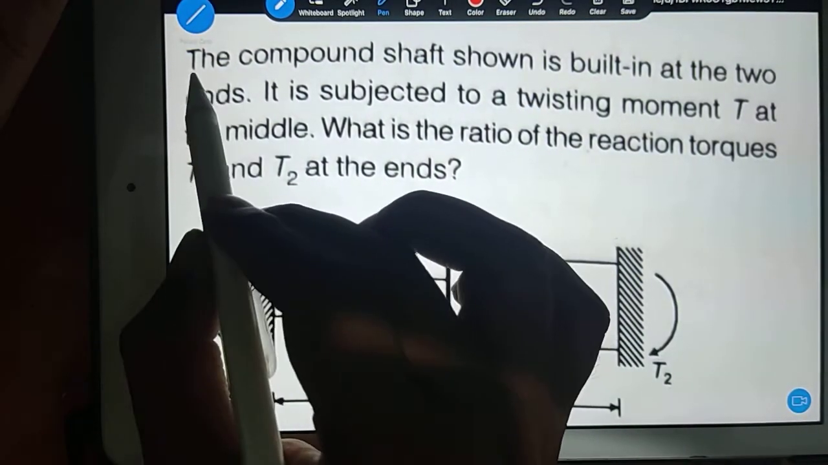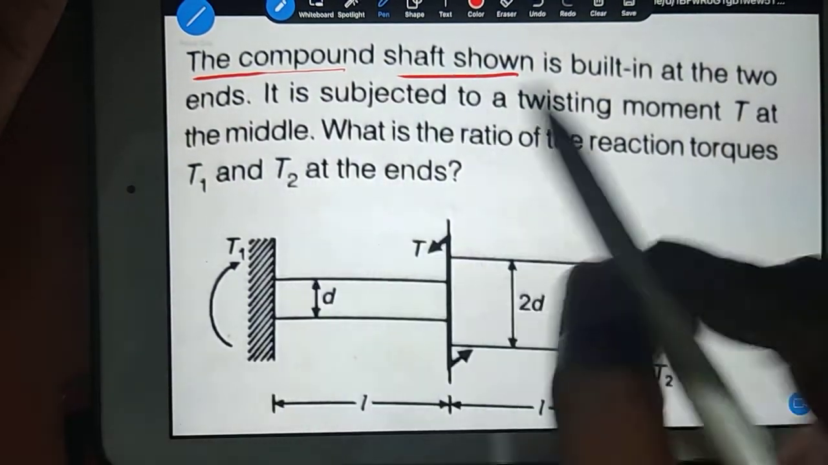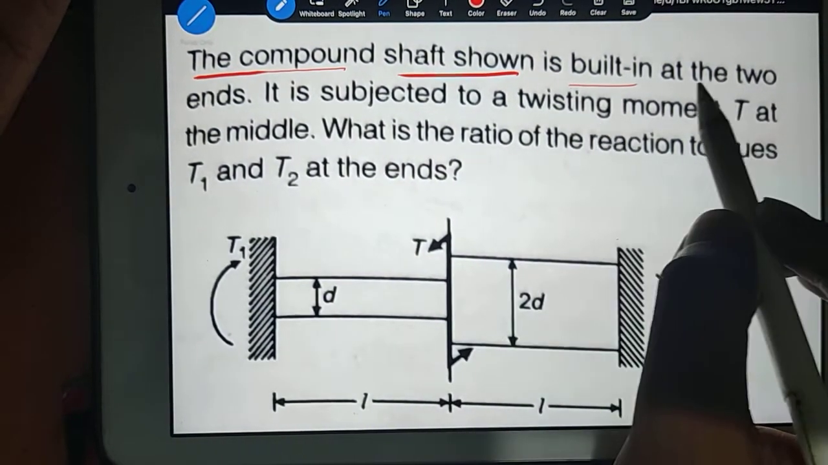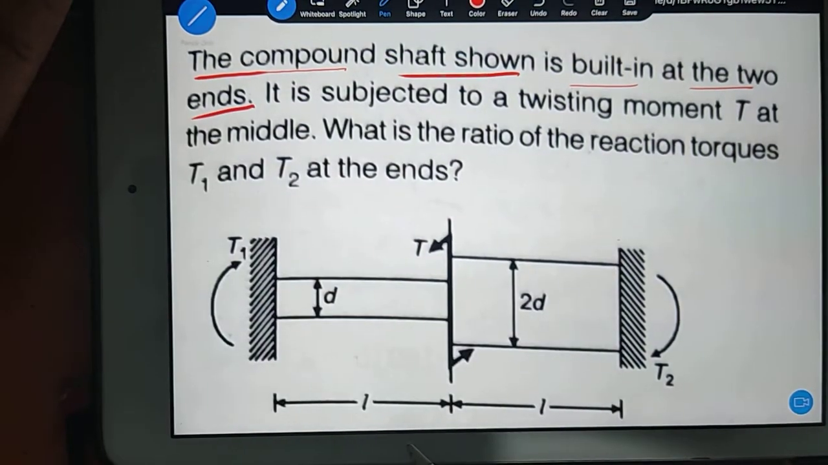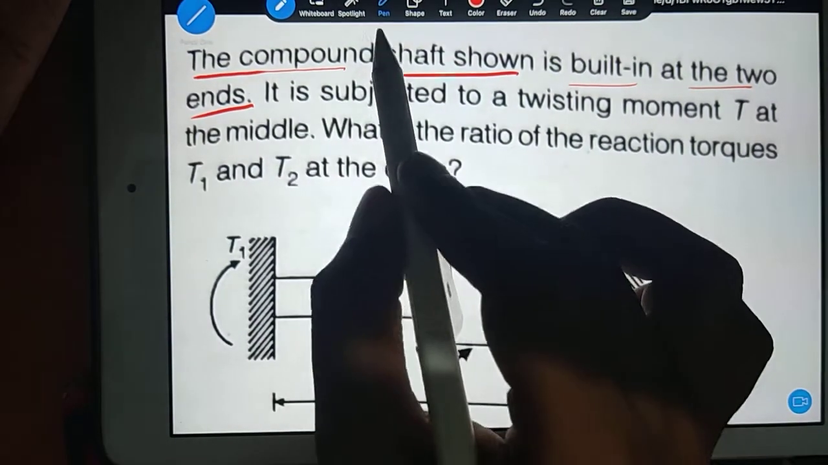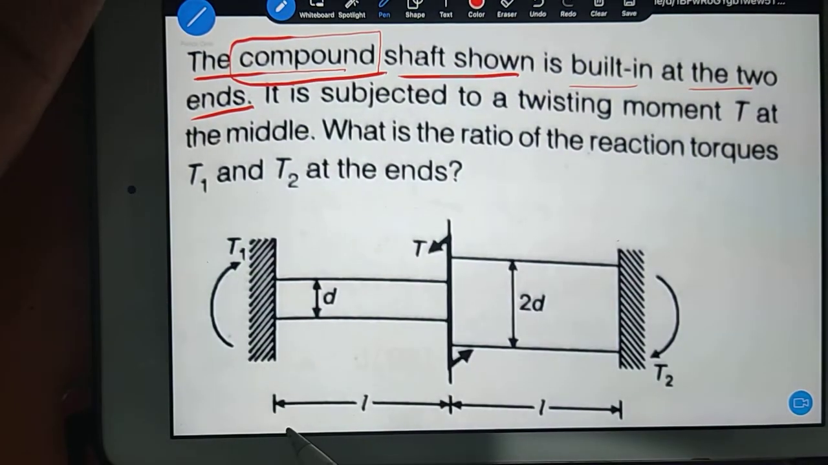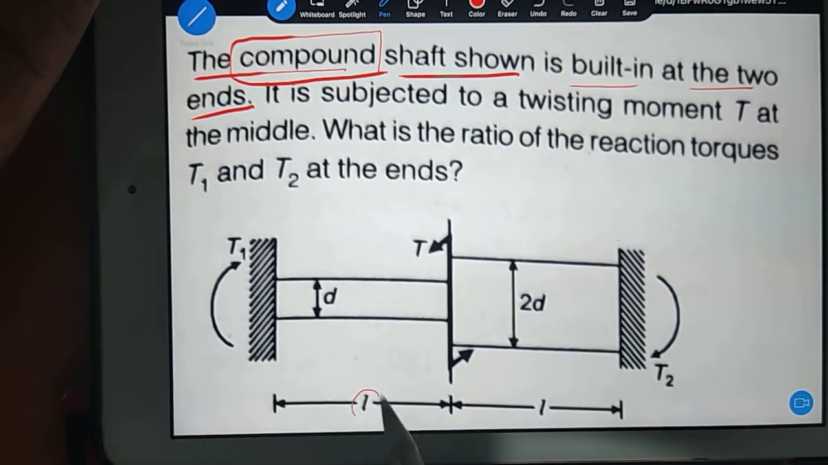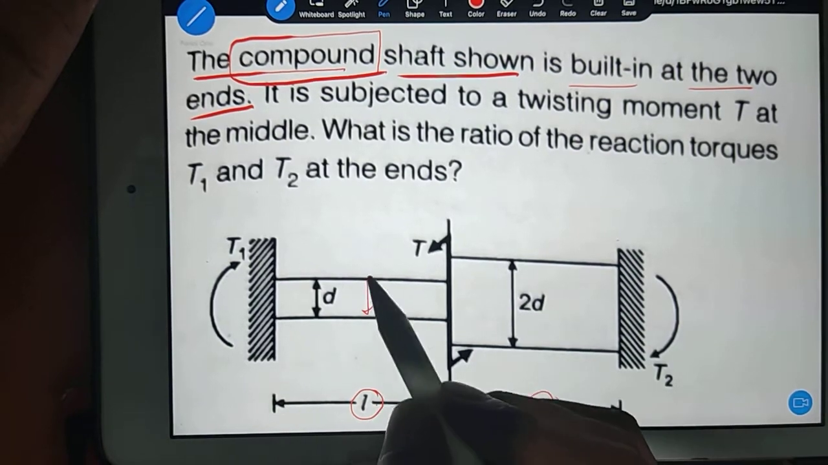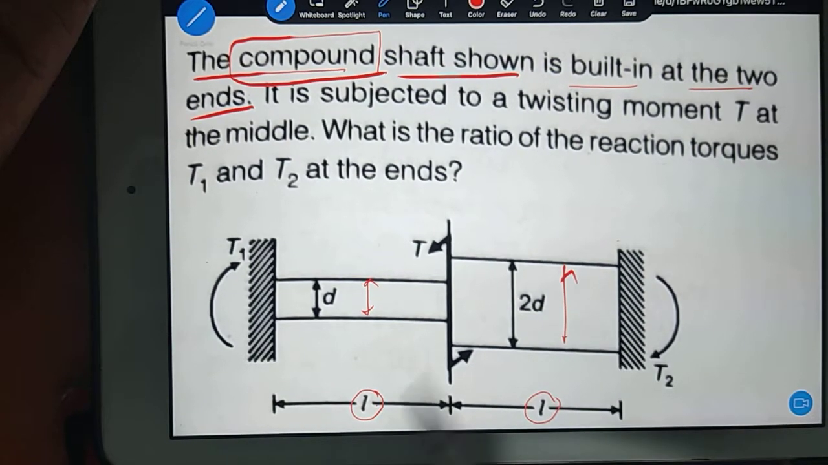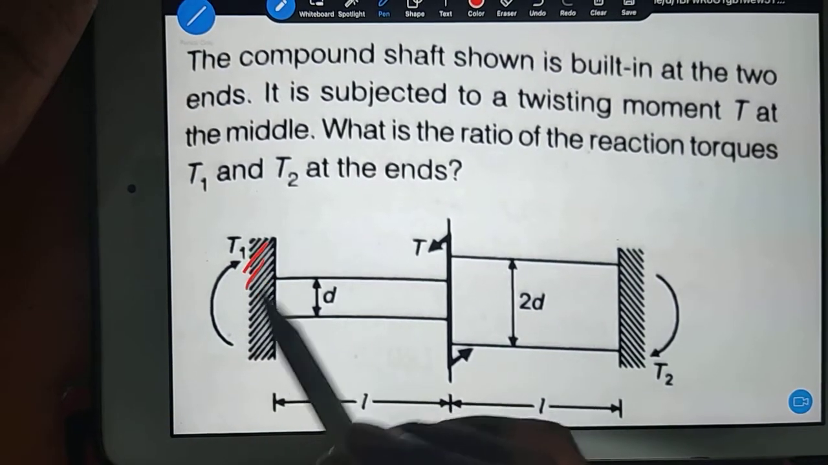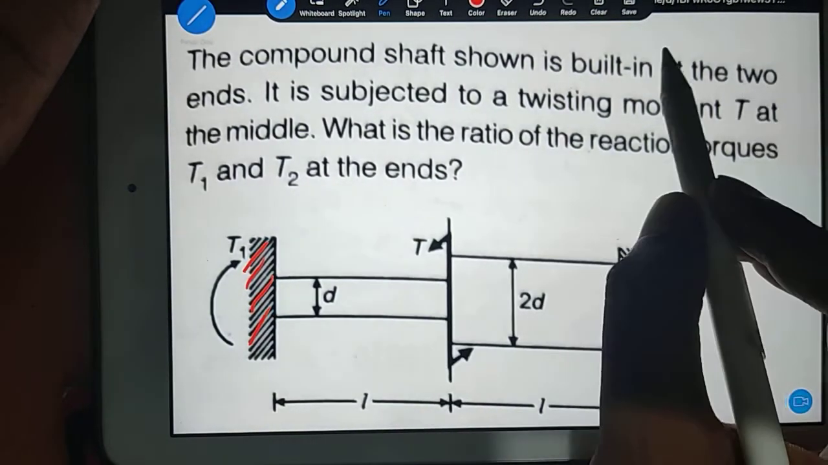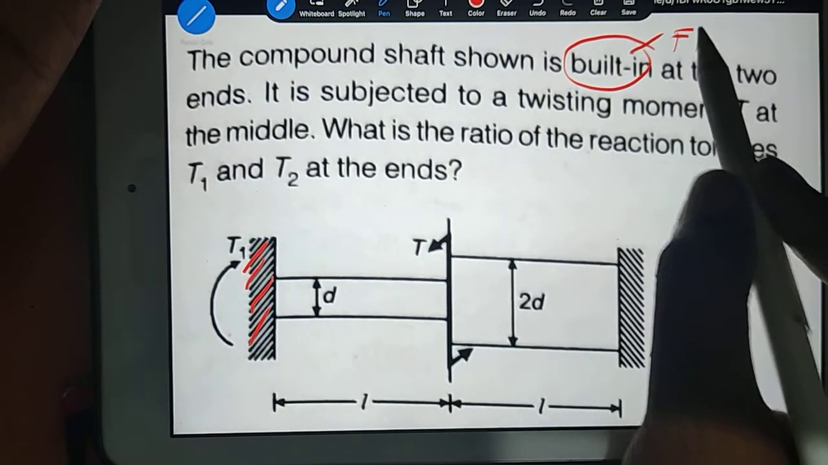Question is, the compound shaft is built in at the two ends. Now you see they are saying compound shaft. So compound shaft means you can see in the diagram, here you have length L and here you have length L. This diameter is D, this diameter is 2D. Okay, and you also see this side also it is fixed. See, this built-in word is also known as fixed.